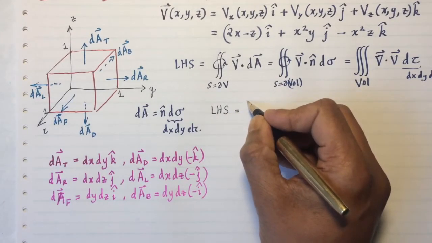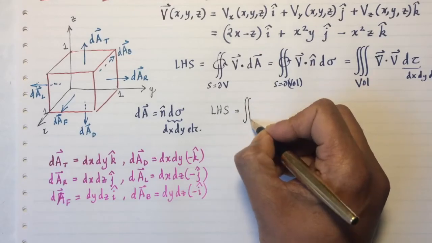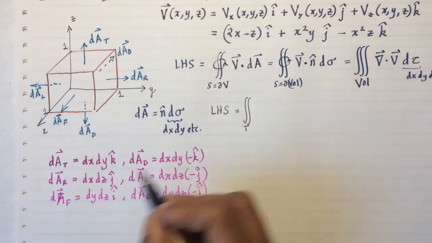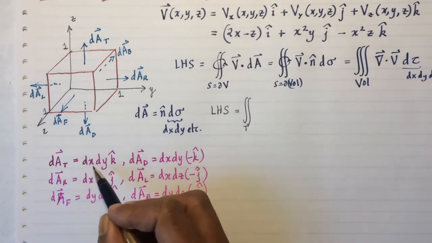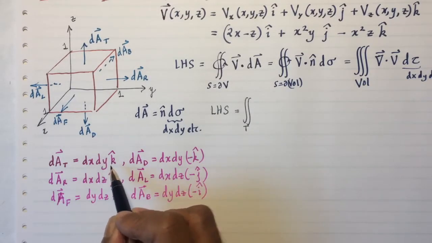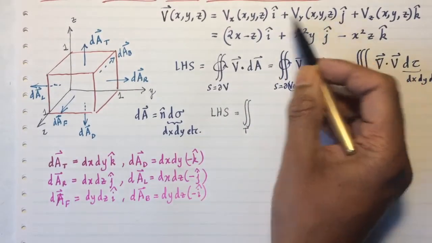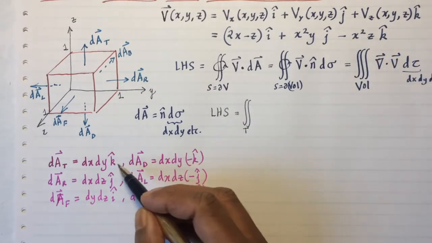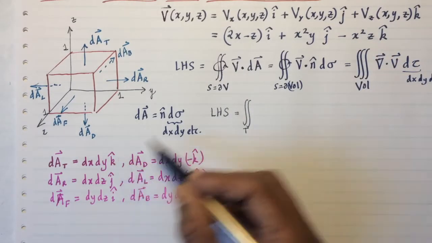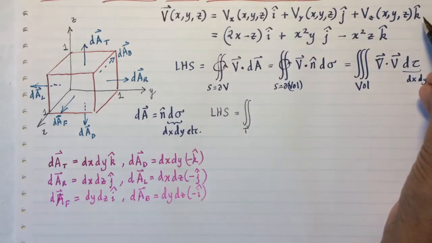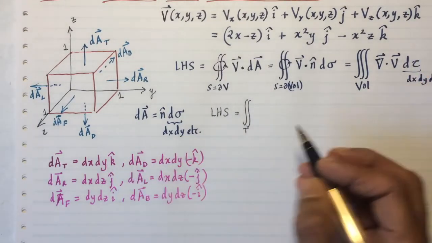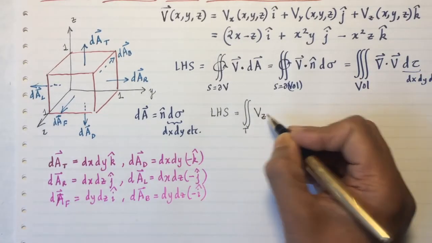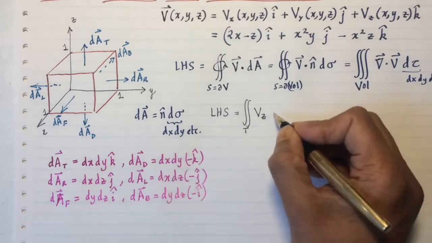So you're going to have 6 integrals. The integral over the top surface. Now, if I do the top surface, I'm going to pick up only the k hat components. So the i hat and the j hat components will not interact because i hat dot k hat is 0, i hat dot j hat is 0, k hat dot j hat is 0. So the only thing that's going to be 1 is k hat dot k hat. So I'm only going to pick up the vz component.